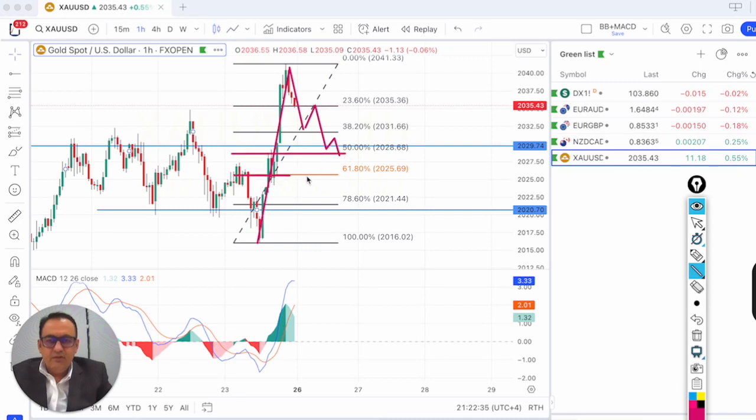Any opportunity you will get during the trading week, the upcoming week, when gold reaches around 2028 to 2025, grab it and go for the buy trade with stop loss below 2009 and target 2057. So this is the trading plan for upcoming week.